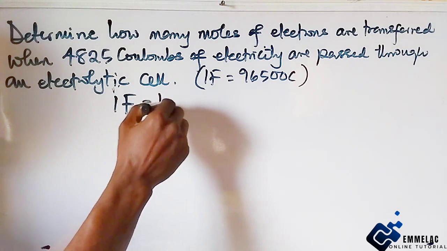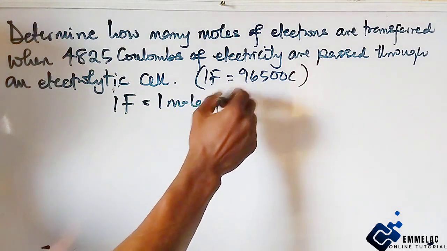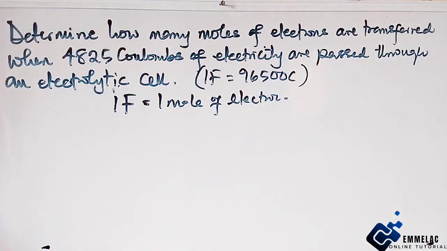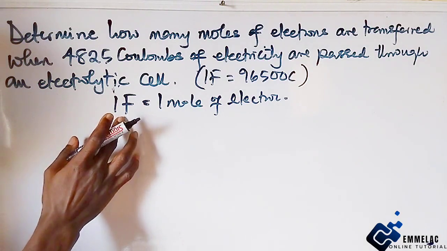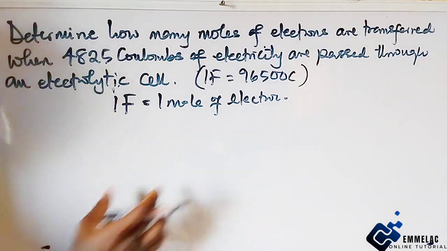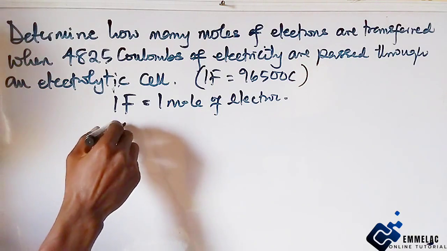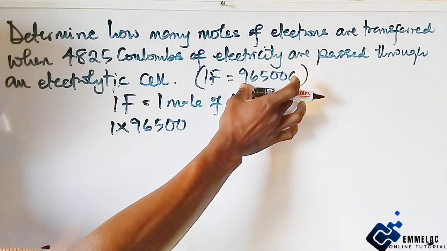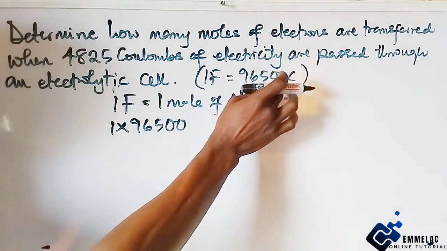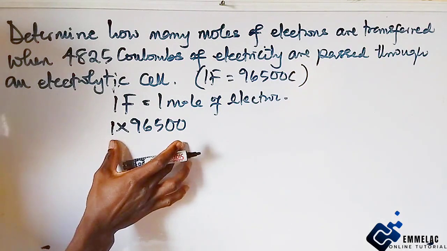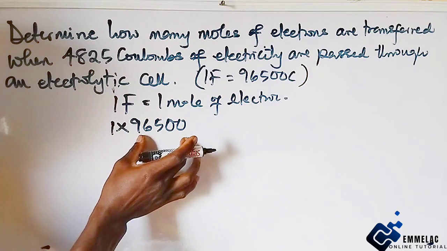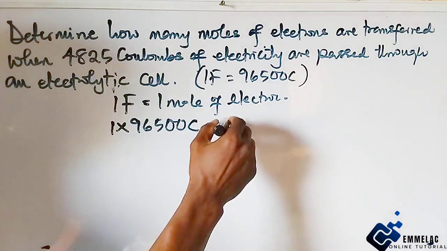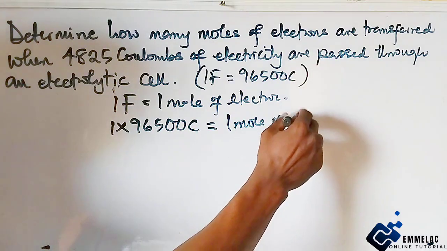now gives us 1 mole of electron, right? Okay, now if 1 Faraday now gives us 1 mole of electron, which means 1 times 96500. Now if 1 Faraday is given as 96500 coulombs, it would also imply that 96500 coulombs will also give 1 mole of electron.